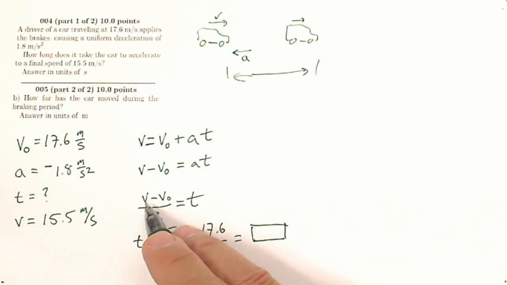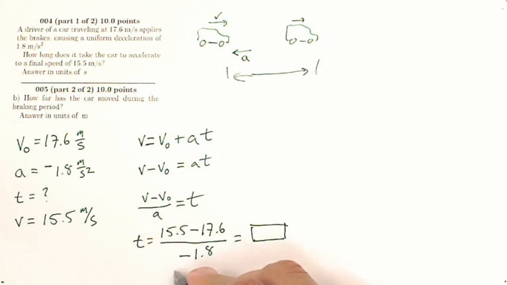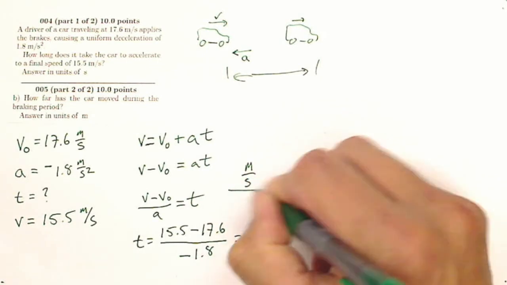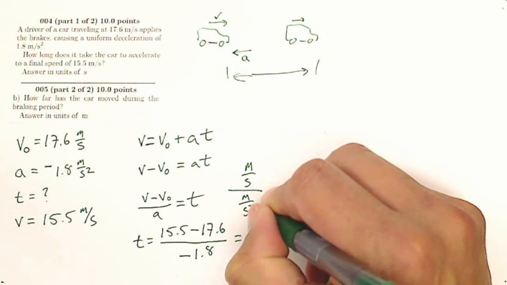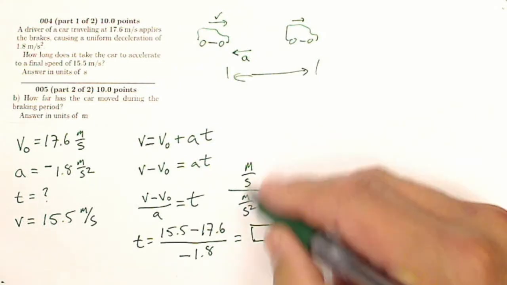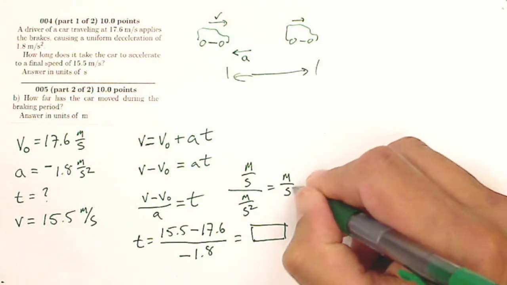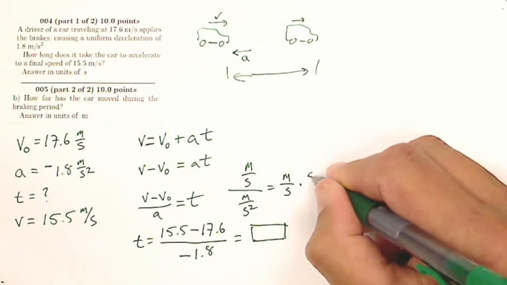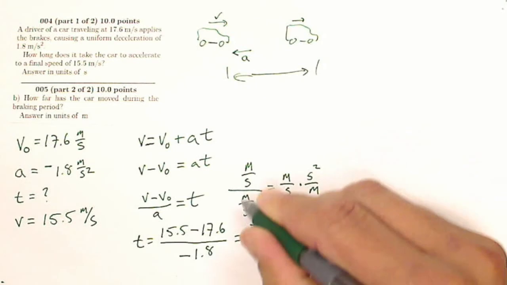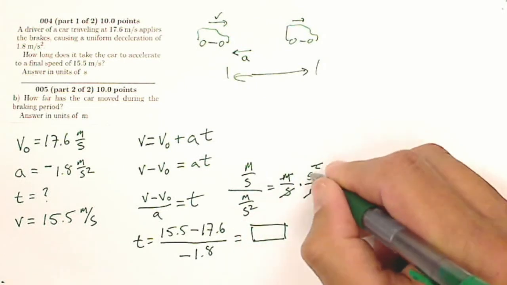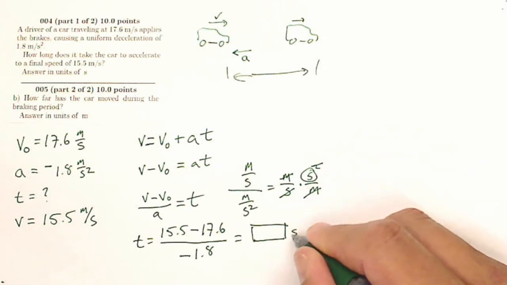Units on top are meters per second. Units on the bottom are meters per second squared. So I've got units here of meters per second divided by meters per second squared. Well, if you divide by a fraction, that's the same thing as multiplying by the inverse. So that's meters per second times seconds squared per meter. If I flip this and multiply, now you'll see meters cancels out, one of the seconds cancels out, and I'm left with seconds. So my units are going to be seconds.